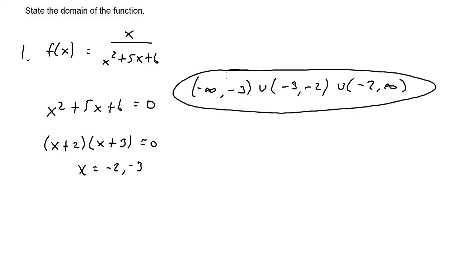Now in set notation, it's a lot faster. You just write it like so. You use this curly bracket here, and you write the function exists for the set of all x values, and that vertical line is going to be such that. So this function exists for the set of all x values such that x cannot be equal to negative 2 and negative 3. And that's how you write it in set notation.